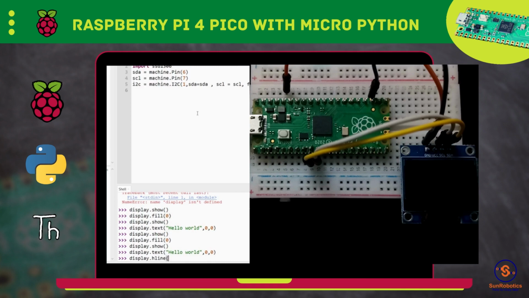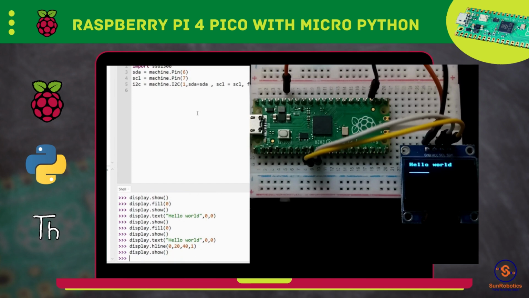Let me create a horizontal line with display.hline. That is the command for the horizontal line. Here we pass the parameters, the X and Y axis. So here I want to start from 0, that is the Y position where it wants to be. Then the length of it, which is very important. You can give any length you need. Then the color, 0 or 1: 0 means the LEDs inside will be off, and 1 means the LEDs will be on. You can see along with hello world, a line is created.